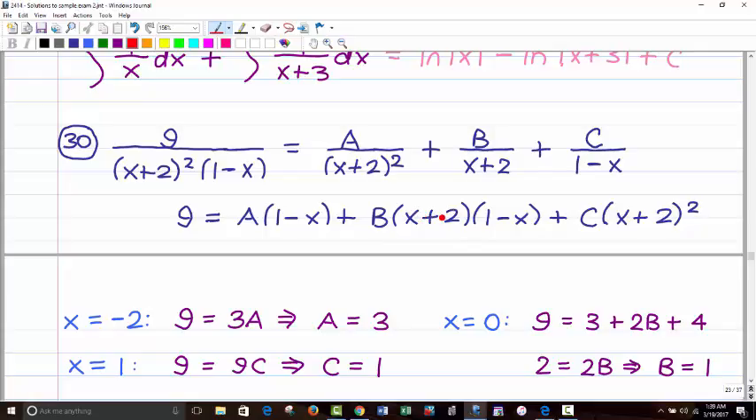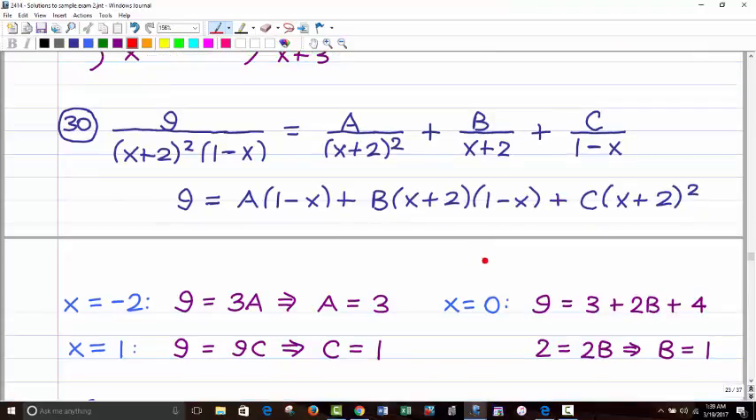Because that way, if I let x equal negative 2, that wipes out B and C pretty quick, and I can solve for A. So I'd get 3A equals 9. That means A is 3. If I let x equal 1, that would allow me to solve for C, because it's going to wipe out A and B. So 1 plus 2, 3 squared is 9. 9C equals 9. So C would be 1.